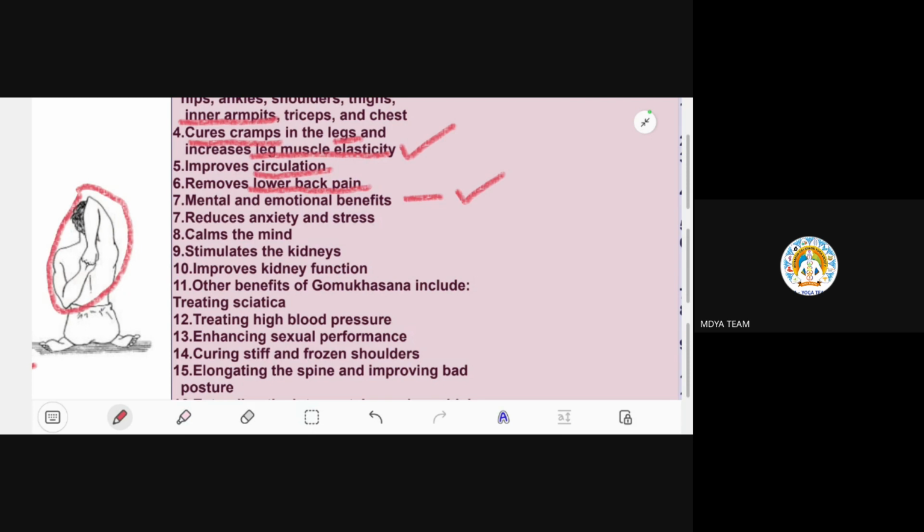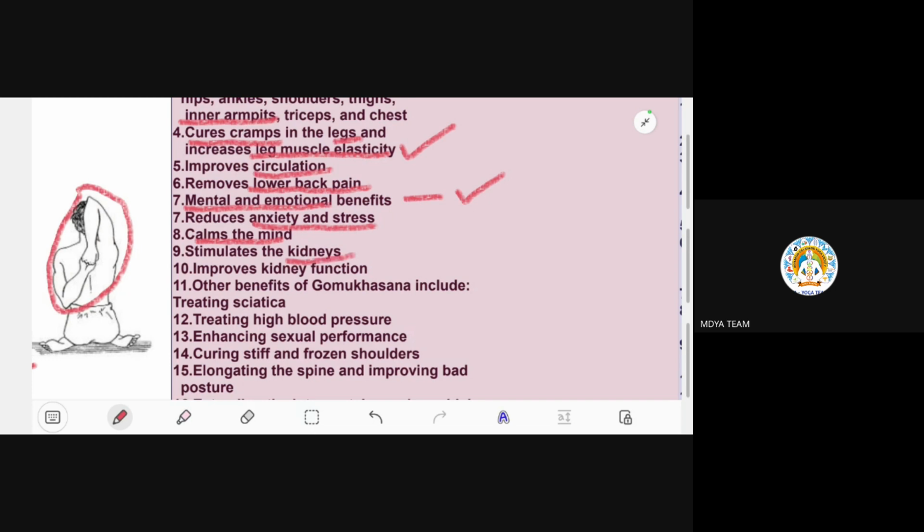Yes. Where alignment is required from left to right or right to left, those asanas always require it. Generally, I'm talking about there may be one or two asanas where this is not the case, but in all those asanas, you will definitely find the mental and the emotional benefits. Reduces anxiety in those asanas as well. Calms the mind again. Stimulates the kidney.